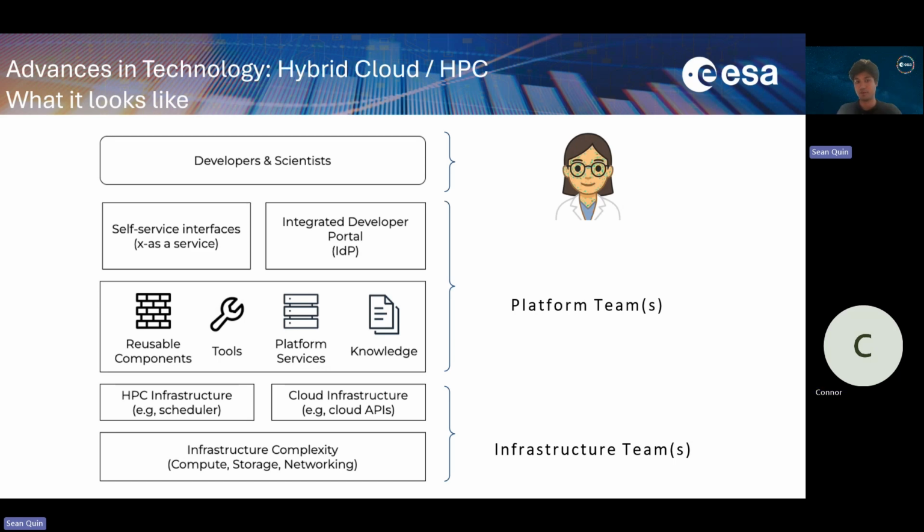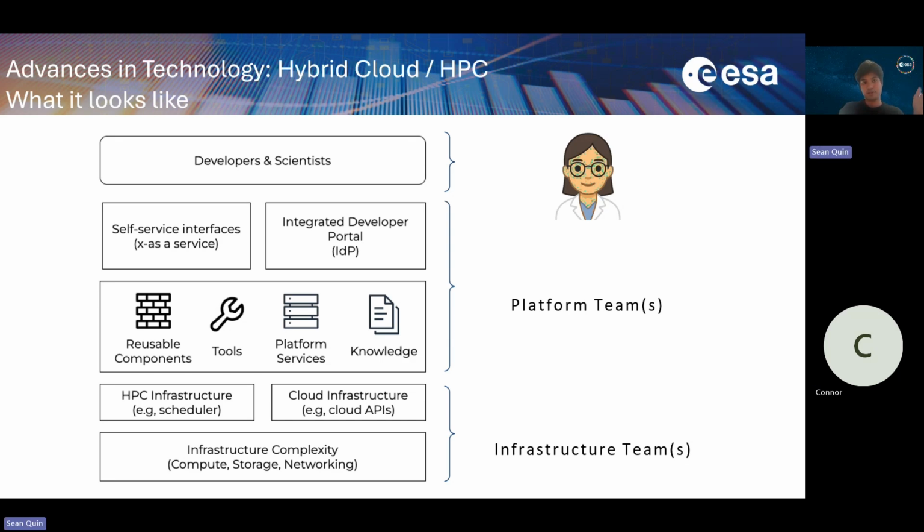Essentially, ideally, what would be perfect for you as a user would be the use of developers and scientists to create this platform that relies on reusable components, tools, services that has previously been defined as required for an application, but that leverages HPC and cloud together.